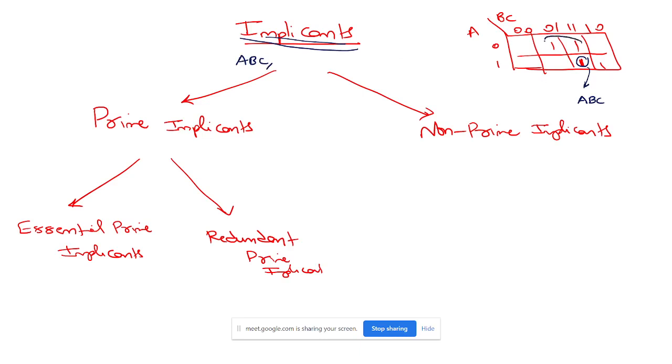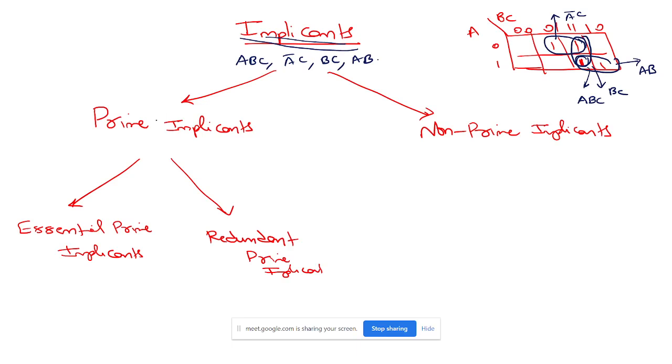Then I have this implicant, which we have seen already. What is this? A bar C. A bar C can be an implicant. Then I have one more. What is this? BC. BC can be an implicant. Then this is AB. So literally anything you can call an implicant.